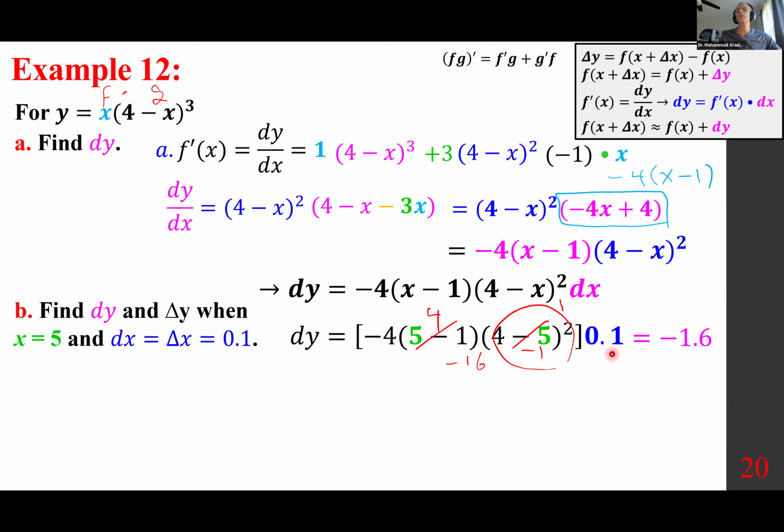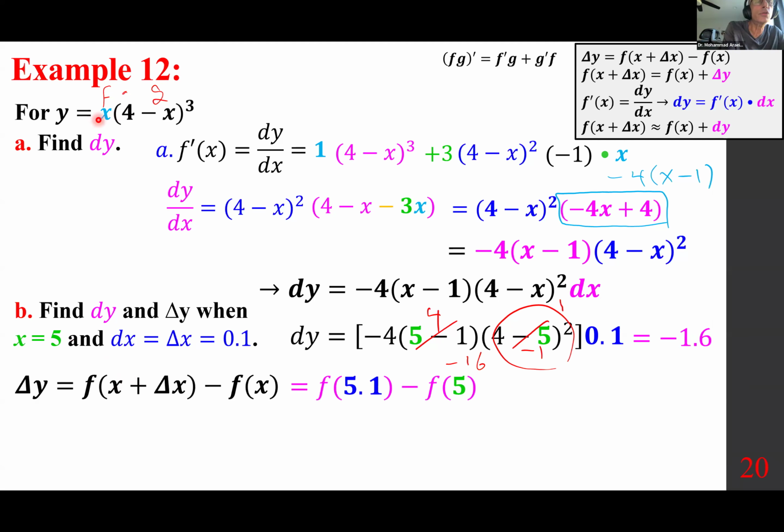As far as delta y is concerned, delta y by definition is obviously f of x plus delta x minus f of x. We've discussed the graph also. It's very straightforward. And so just plug in. So x is 5, delta x or dx is 0.1. So f of 5.1 minus f of 5, which means into this function, replace 5.1. So 5.1 times (4 minus 5.1) cubed minus, now plug in 5, 5 times (4 minus 5) cubed.